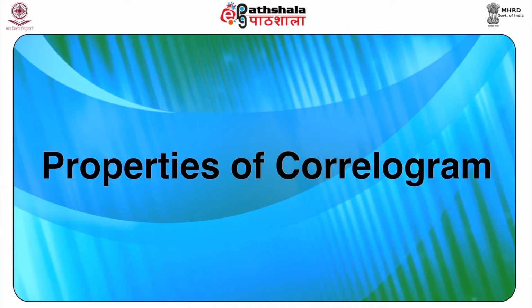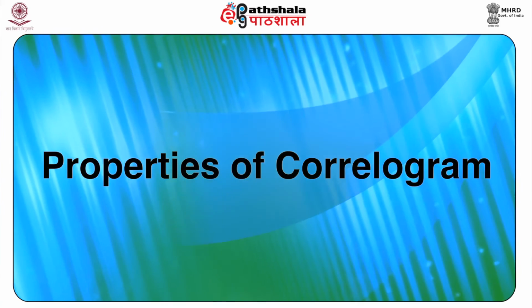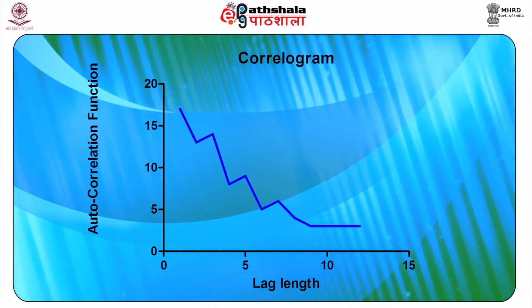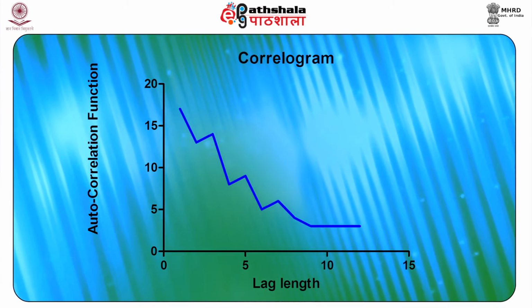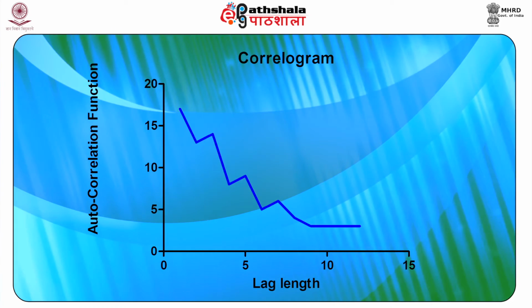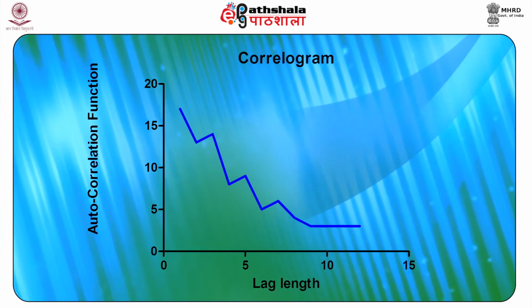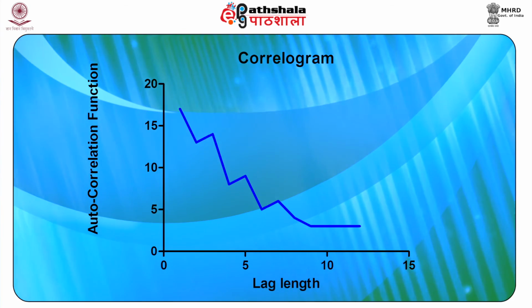Let us, students, now try to discuss and understand the properties of correlogram. Correlogram is not a function of time, rather it is a function of lag length which ceases to grow and decay after a particular time. So let's look at a correlogram in the diagram where we have the lag length on the x-axis and the sample autocorrelation function on the y-axis. And we have these different points which are joined and we get a correlogram.